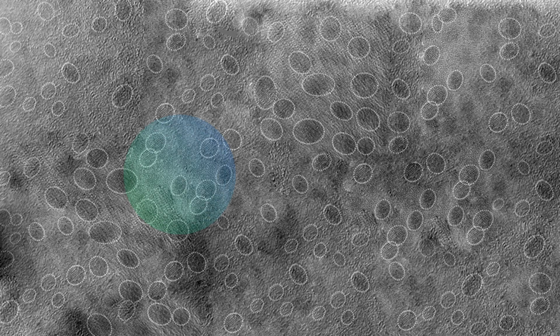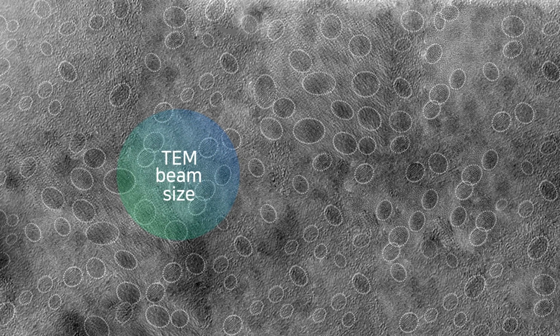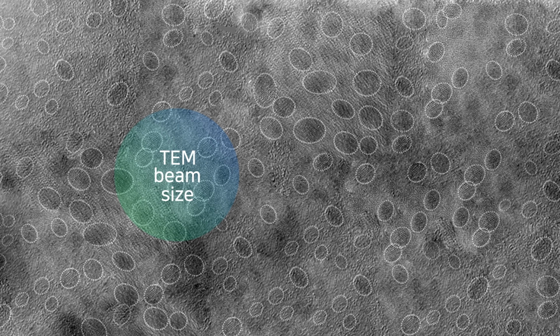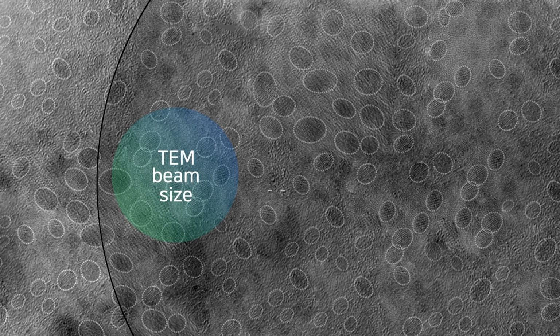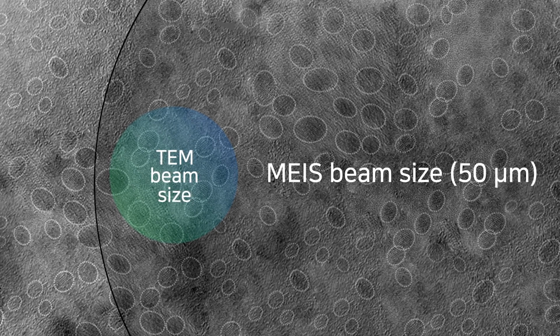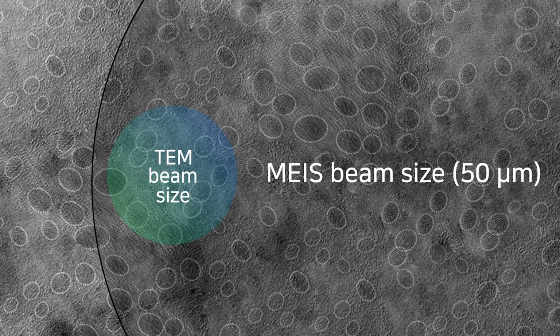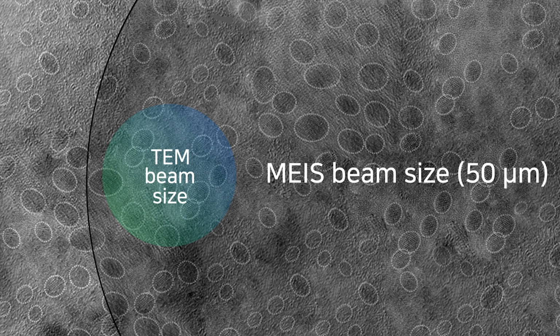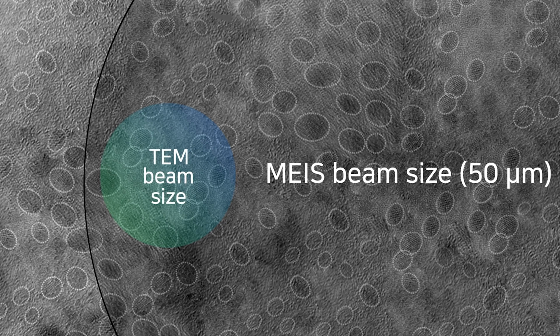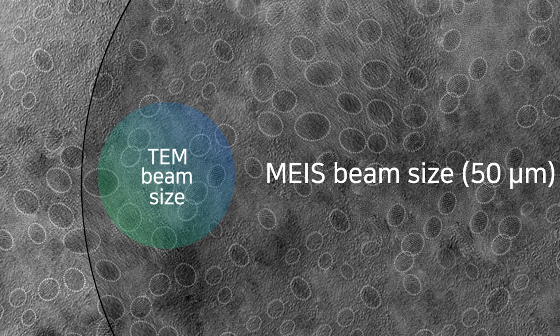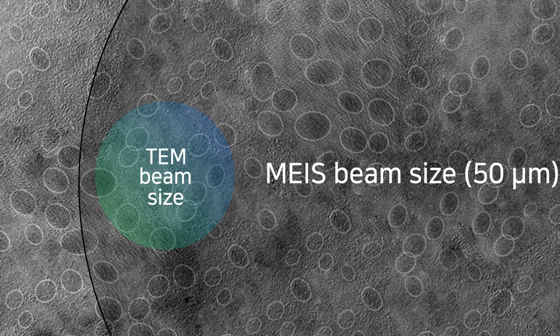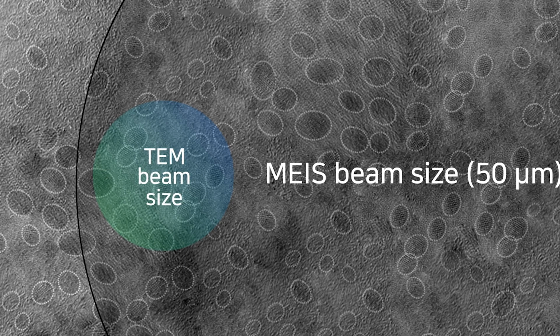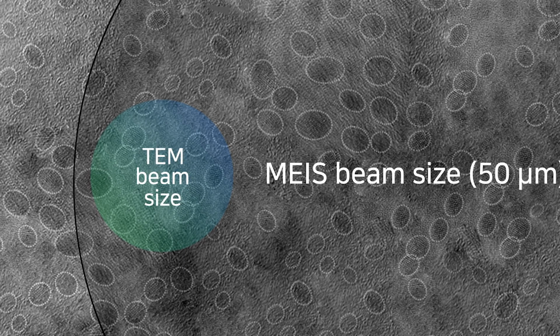MEIS uses the average signal from multiple quantum dots in a sample rather than a single quantum dot. This is because the size of the ion beam is considerably larger than that of one quantum dot. Therefore, all the quantum dots within the beam size of the ion beam are measured. This yields more representative results than that by the TEM analysis of a small area.